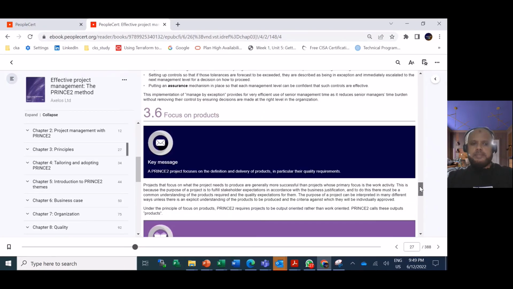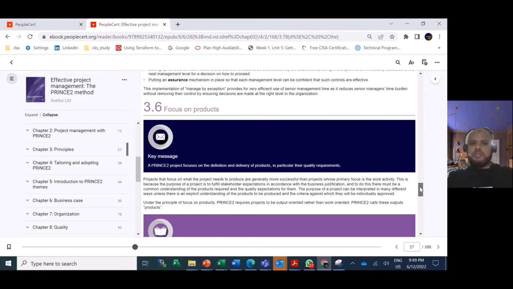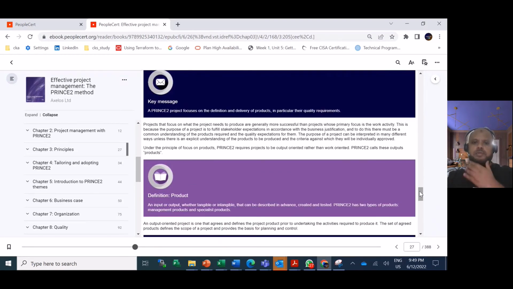Then the next principle is focus on products. Projects that focus on what they need to produce, generally, are more successful than projects whose primary focus is the work activity. So for this principle, you must have quality, and there are some definitions, like product. A product is an input or output, whatever is tangible or intangible, that can be described in advance, created and tested. There are two types of products. One is management products and another is specialist products.